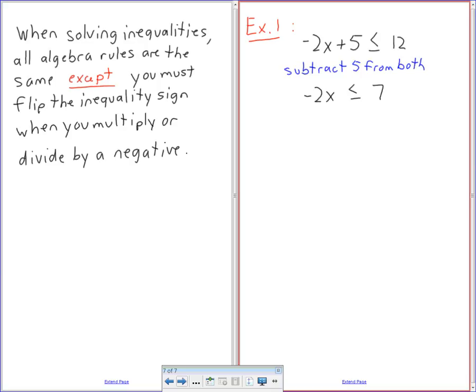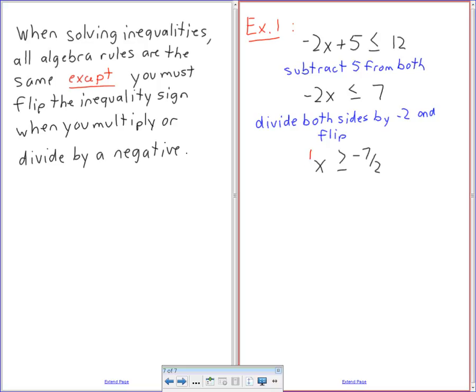If this is an algebra question and it said negative 2x equals 7, what would we do? You'll have a negative 2. So we're going to divide both sides by negative 2. But there is an issue with that. Because it's an inequality, we have to flip. So what that's going to change into is x is greater than or equal to negative 7 over 2.